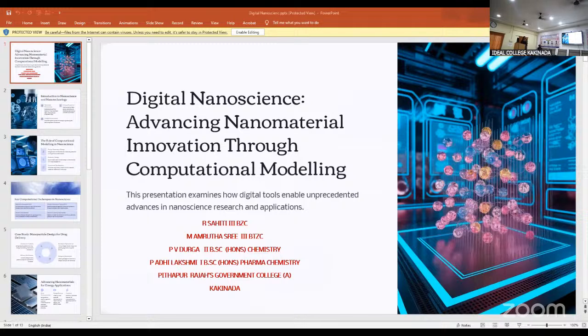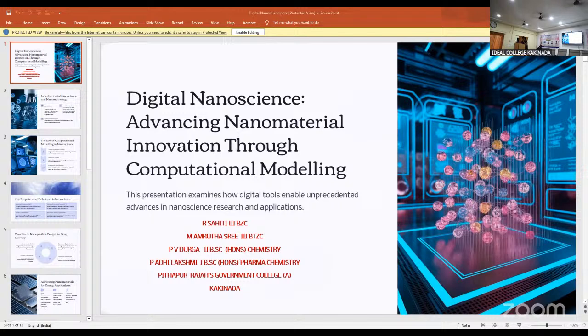So, introduction to nanoscience and nanotechnology. The field of nanomaterials has revolutionized numerous scientific and technological domains, from medicine and electronics to energy and environmental mitigation. The unique properties of nanomaterials, which often differ dramatically from their bulk counterparts, arise from quantum effects, increased surface to volume ratios, and distinct structural arrangements at the nanoscale. Understanding and predicting these properties before synthesis represents a significant challenge that has increasingly been addressed through computational modeling.